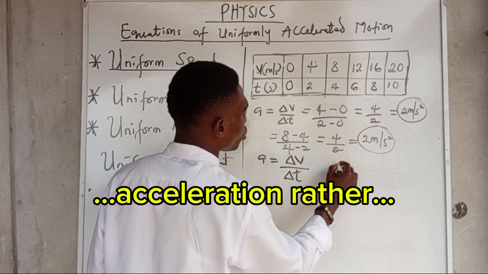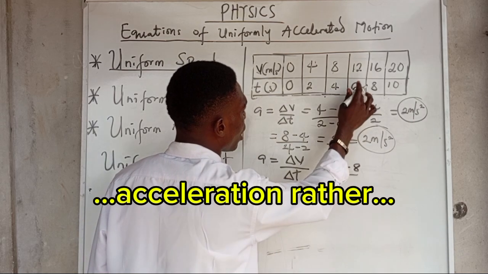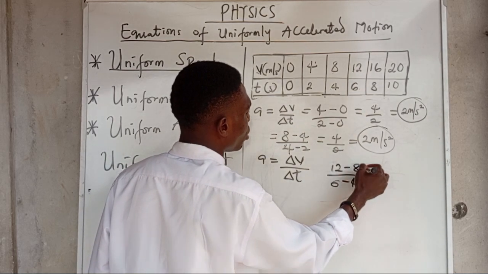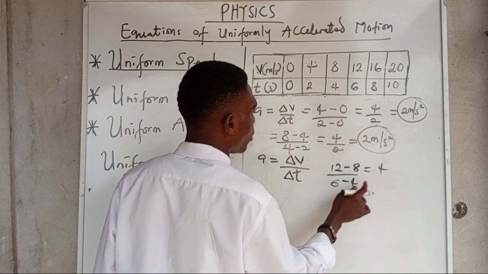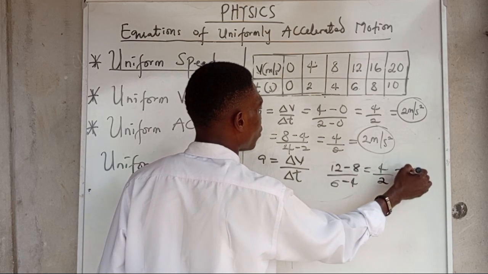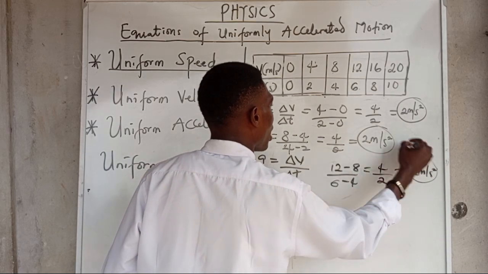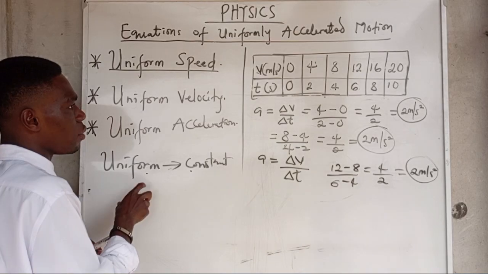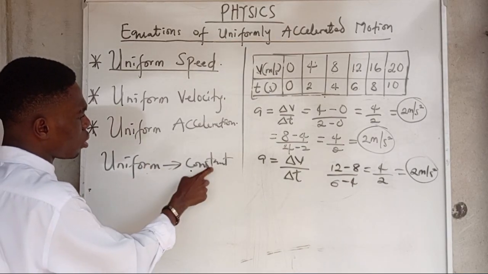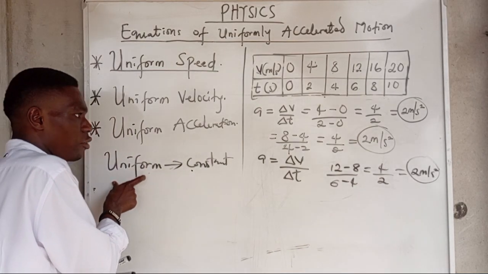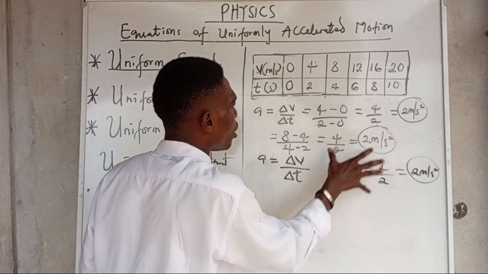If we check for the other one, 12 minus 8 over 6 minus 4. 12 minus 8 is 4. 6 minus 4 is 2. That will give us 2 meter per second squared. And because the values of the acceleration are constant, therefore it's said to be uniform as well. And so this is what we mean by uniform acceleration.